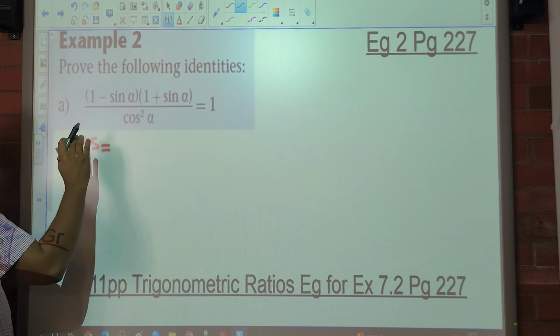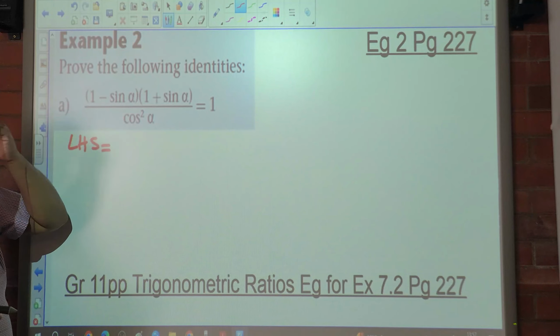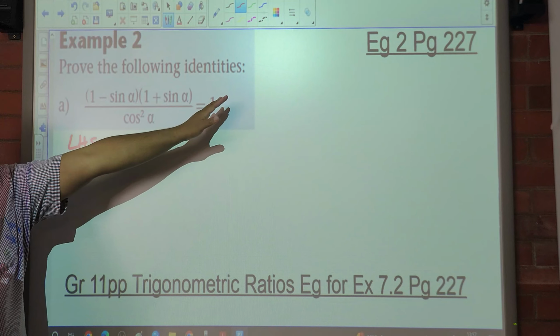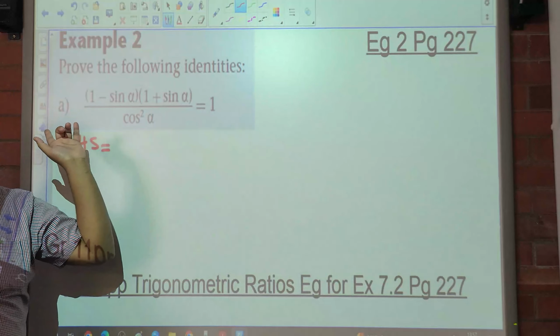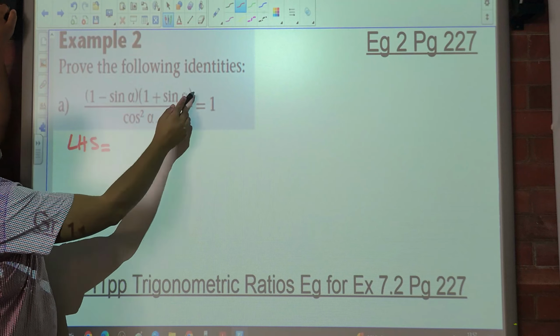What can happen if we look at the two? Which of the two is more complex? The left hand side. That's why we're going to simplify the left hand side to look like the right hand side. People, there's a way that I can go from there to there, but it's more difficult. Okay. Alright, so what do we do? What can happen in the numerator?